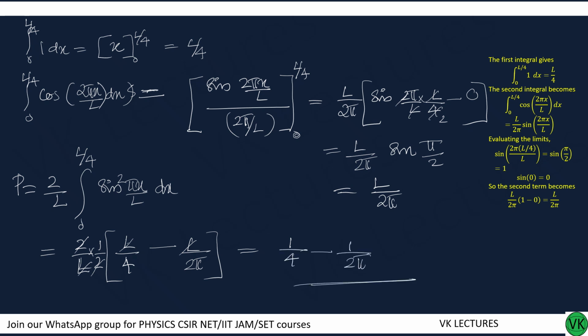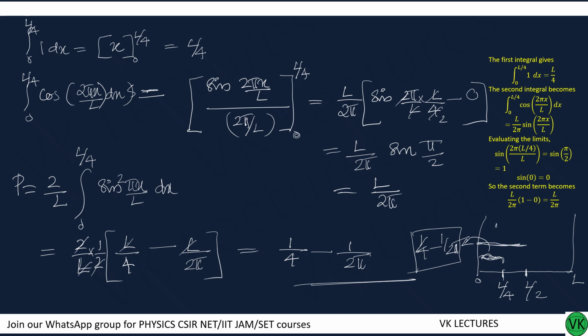This is the probability of finding a particle in between. This is the total limit 0 to L. So we go from 0 to L by 2 here, and this is the L by 4. So we found the probability of finding it from here to here. It will be 1 by 4 minus 1 by 2 pi. Okay, 1 by 4 minus 1 by 2 pi. And when we go from 0 to L by 2, it is 1 by 2. And from 0 to L, it is 1 only. Okay.